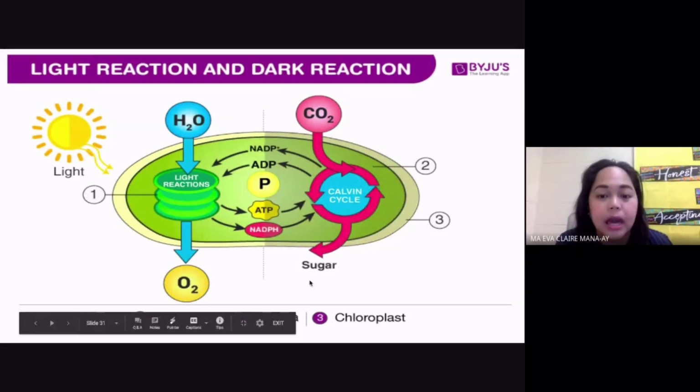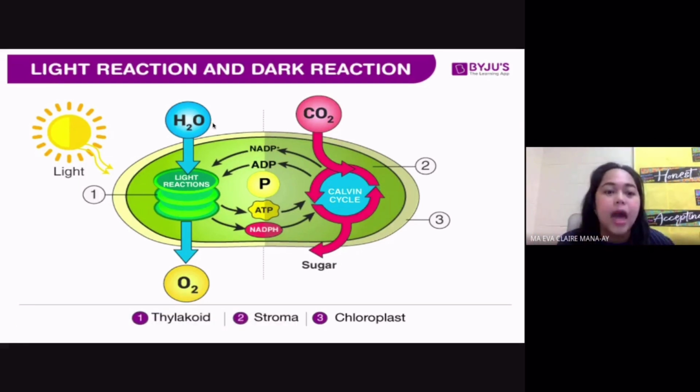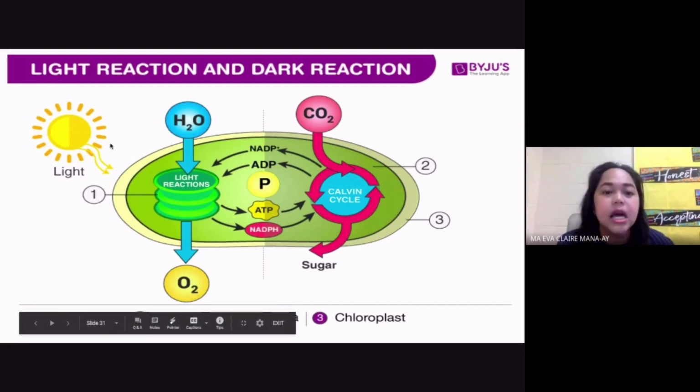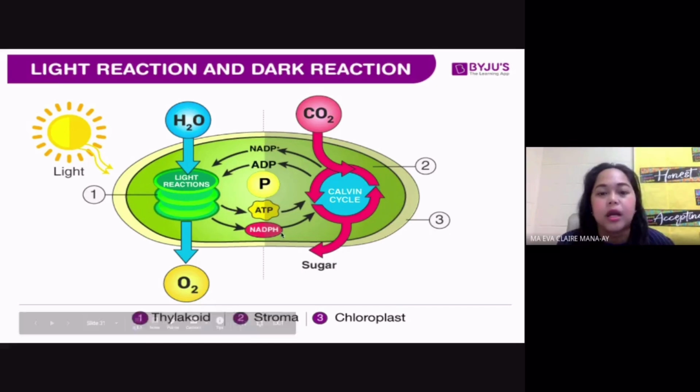So again, the Calvin cycle is the part of photosynthesis that makes glucose, that makes sugar, while your light reaction makes oxygen gas. It also gives your chemical energy, ATP and NADPH, that can drive your Calvin cycle, the dark reaction. And so the dark reaction does not need sunlight anymore.